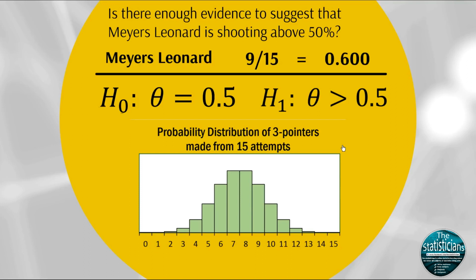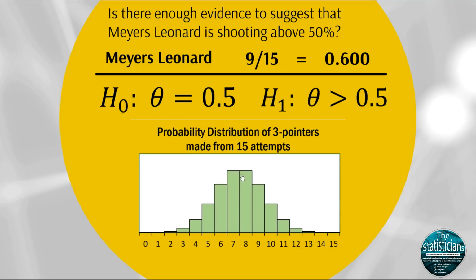So let's see how this pans out using what we understand now from a probability distribution. So essentially what we're going to do is we're going to start with this null hypothesis that theta is equal to 0.5. And if it indeed is equal to 0.5, how many 3-pointers out of 15 would Myers-Leonard sink? Well, here's the probability distribution. If he truly is a 50% 3-point shooter, an exactly 50% 3-point shooter, if he shoots 15 3-pointers, on average he's going to get 7.5 of those in, right?